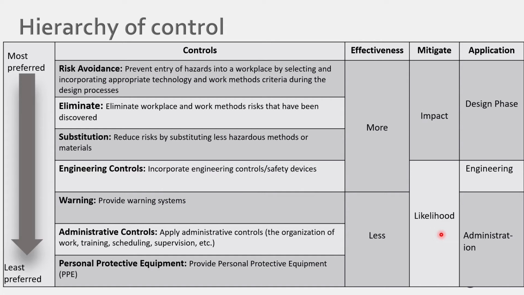The effectiveness of the last three control measures depends on the nature of the person, and it is going to be less effective than the first three control measures of the hierarchy of control. So this is all about the hierarchy of control.